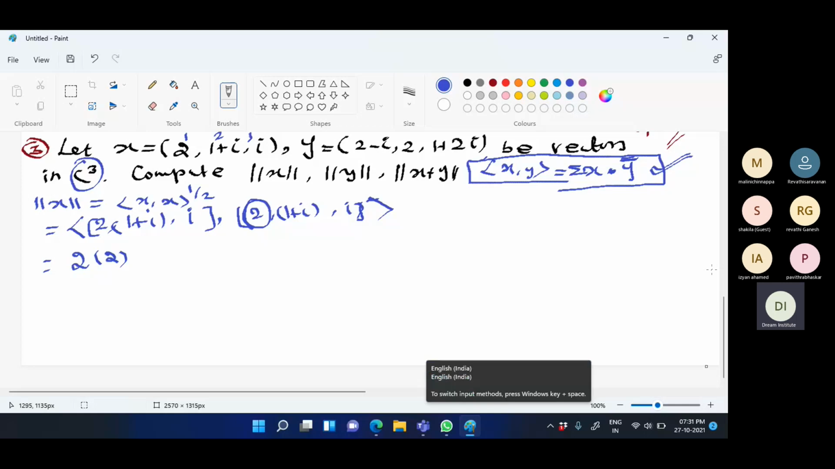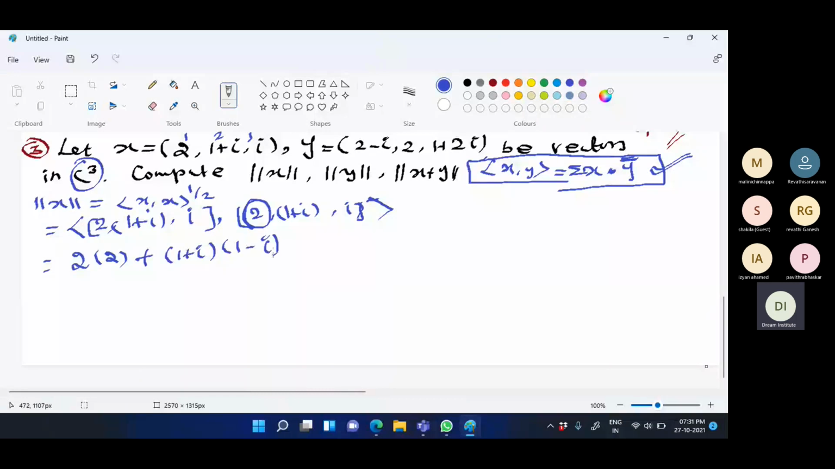So the last one is the plus I, and the second conjugate is I minus I. Last one, I into minus I, is a whole power 1 by 2. Okay, 4 plus I into I plus A, 1 plus I, 1 minus I. What is the answer? 1 plus I times 1 minus I is 1 minus I square. A square minus B square, that is the formula.